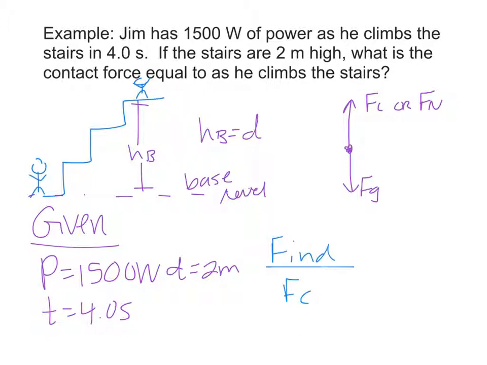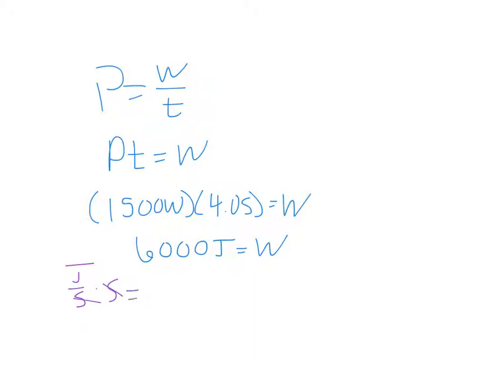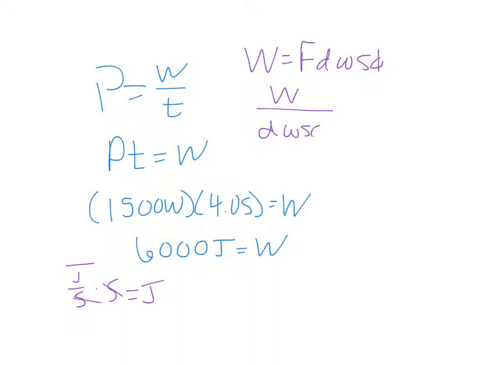So first, given the power and the time, power equals work over time. So power times time equals work. Power, 1500 watts, times the time, 4 seconds, equals work. So 6,000 joules is the work. And again, how those units work out, a watt is a joule per second, times seconds leaves us with joules. Okay, so we know the work. We also know that work equals F D cosine phi. So work over D cosine phi equals the force.